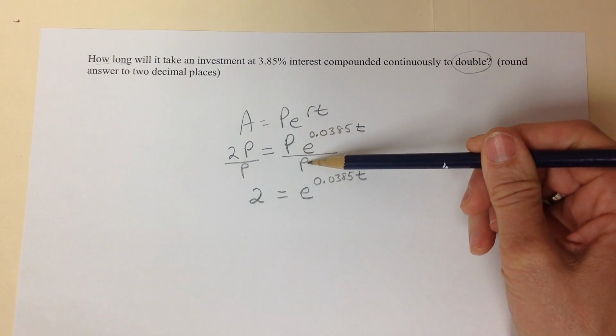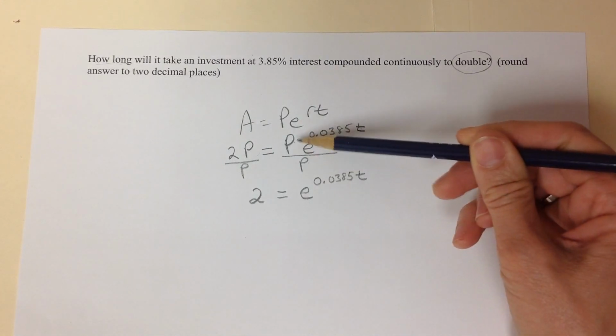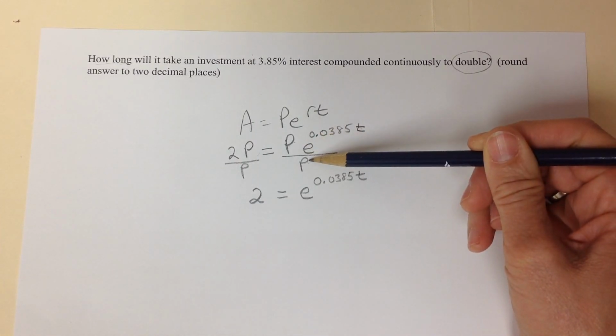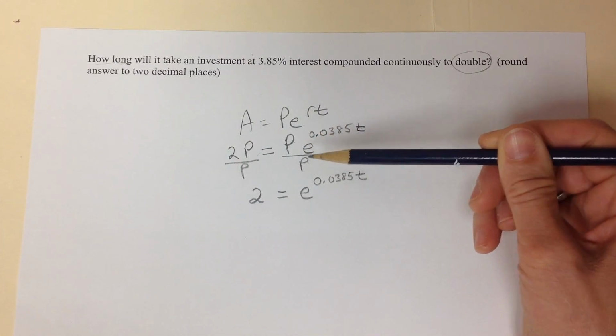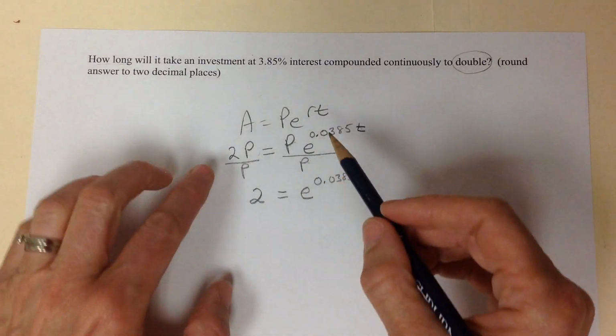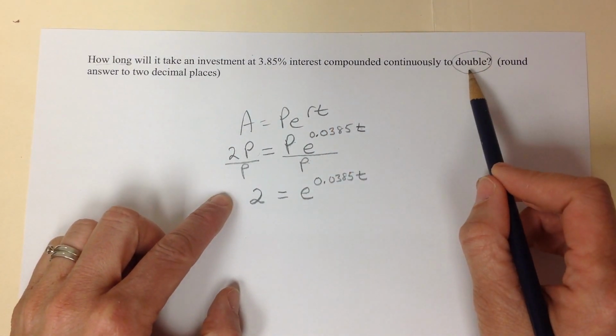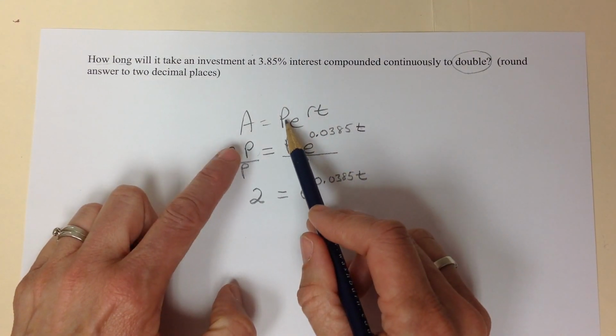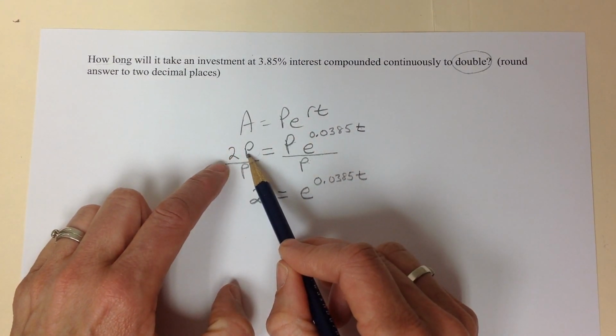When I divide by a variable, my caution is you can't divide by 0. And so what if your variable equals 0? But I'm not going to invest $0. Okay? So it's okay to divide by the variable P here. Now, there are other options that you could do when you have something that says double or triple or quadruple. You can set it up just like we did. Start with P and you end up with 2P.